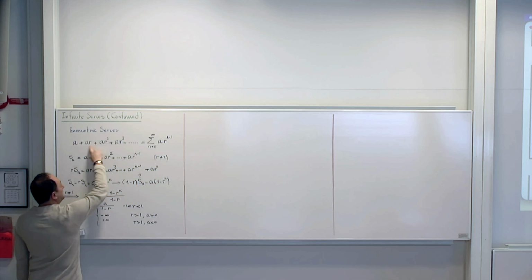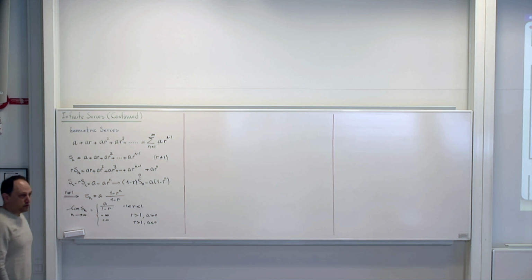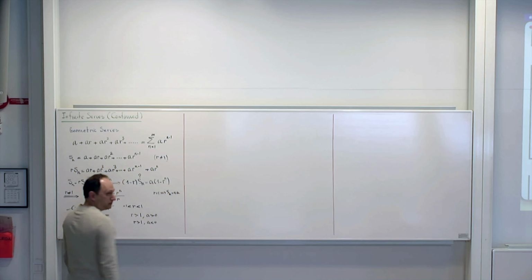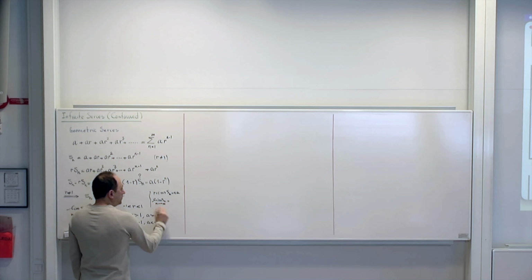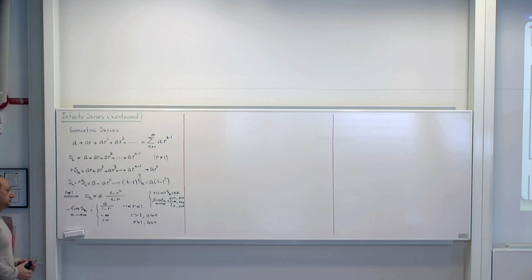Sn becomes a plus a plus a plus a, n times. So it becomes Na. Okay, and in that case, if r is 1, then Sn is nothing except Na. And if I ask you what is the limit of Sn as n goes to infinity, the answer will be again plus infinity if a is positive, minus infinity if a is negative, and 0 if a is 0.